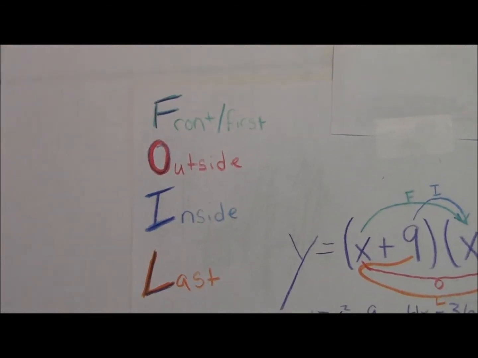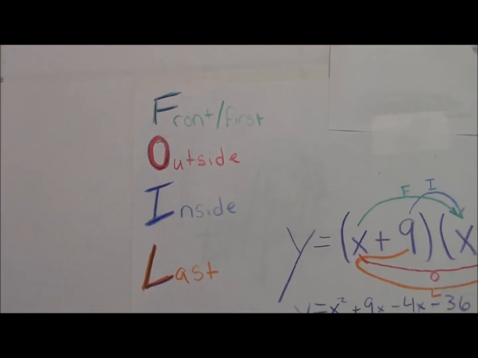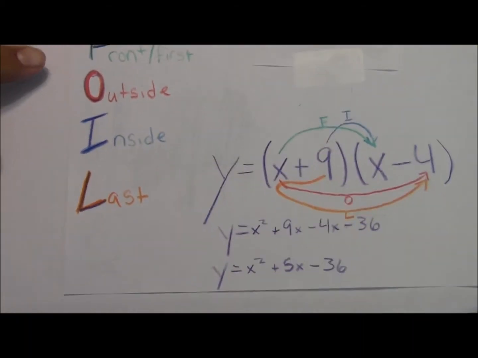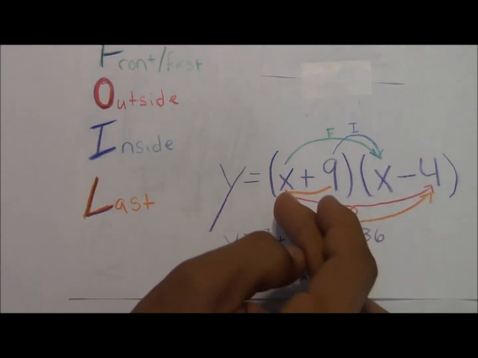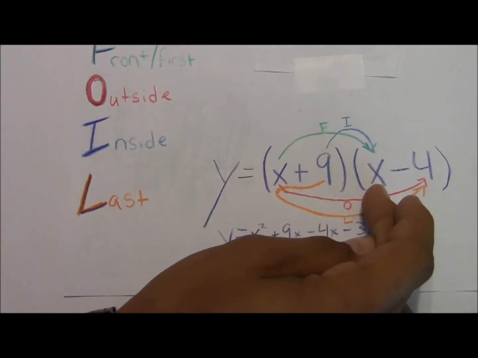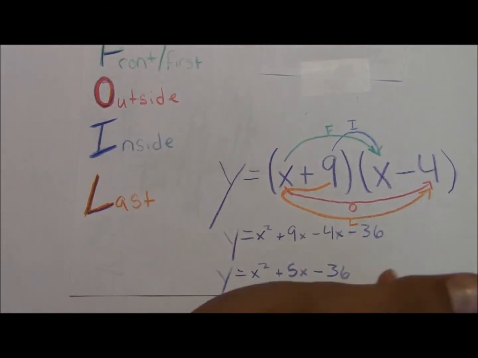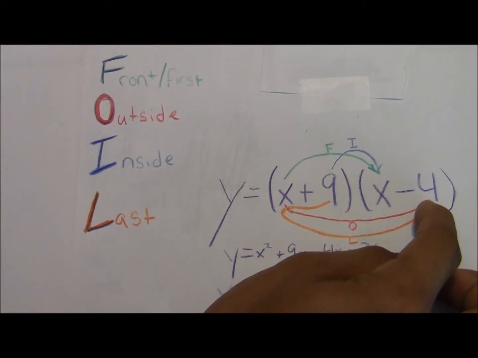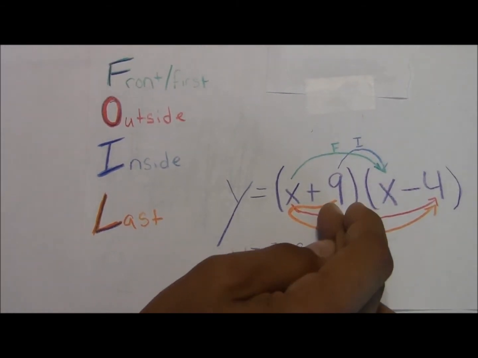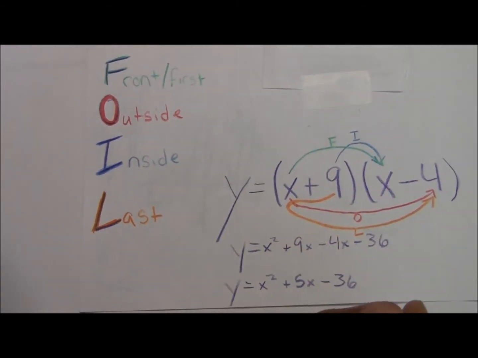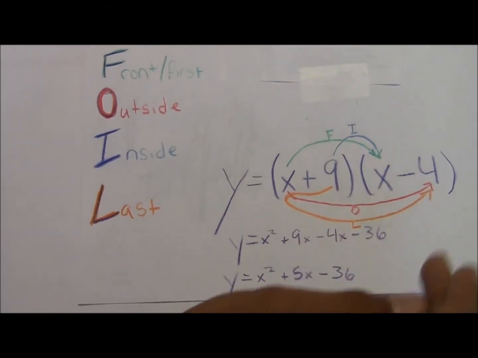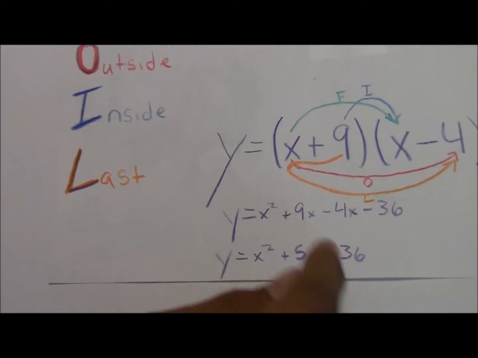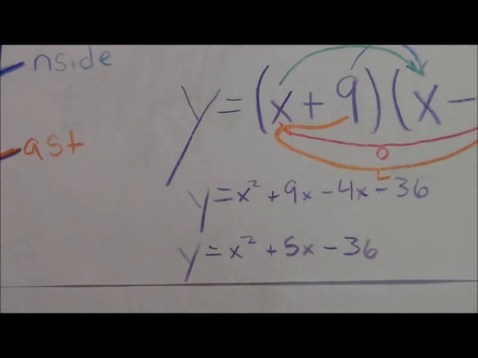FOIL is a method you can use to go from factored form to standard form. Here is your factored form equation. So first is F, which is first, so that's x and x. And then the next one is outside, so that is x and negative 4. And then inside, so 9 and x. And last is 9 and negative 4. And then you will get this equation, and then you combine these two together to get your standard form equation.